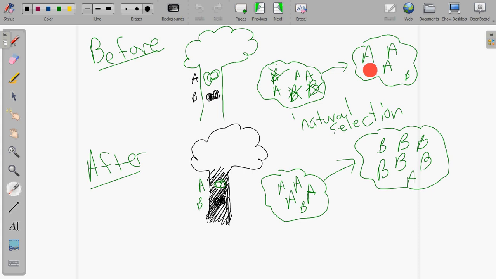Okay. Now, after the Industrial Revolution and the tree trunks were covered in soot, now all of a sudden the dark colored moths have the advantage. And so the population shifts to being mostly dark colored moths. That's natural selection in both cases, before and after. Natural selection does not mean you have to be the biggest or the strongest or the smartest or the dumbest or the slowest. It just means you have to be better able to survive and reproduce. That's all natural selection is.